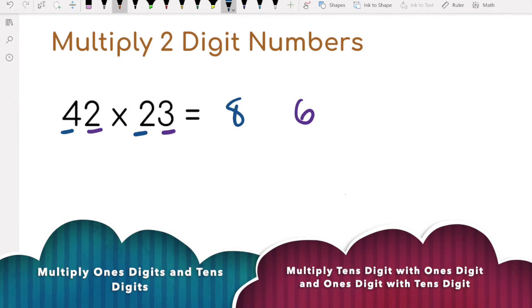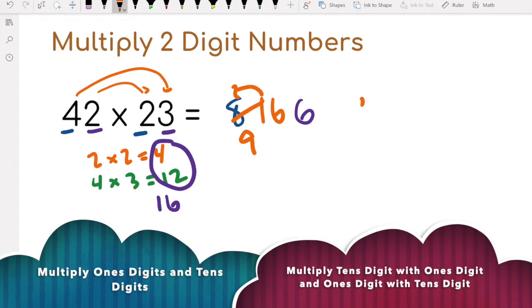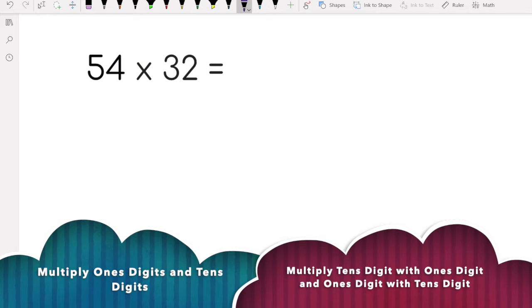And then you multiply the ones to the tens and the tens to the ones, and you add those together. So 2 times 2 equals 4, and then 4 times 3 equals 12, and if you add these two together, it becomes 16. Since it's a 2-digit number, you don't put 16 here. You put the 6, the 1 gets carried to the 8, so this becomes a 9. So your final answer is 966.